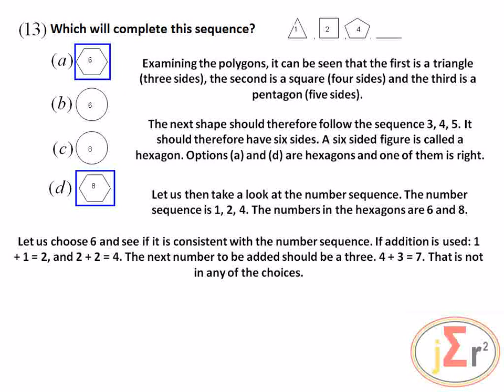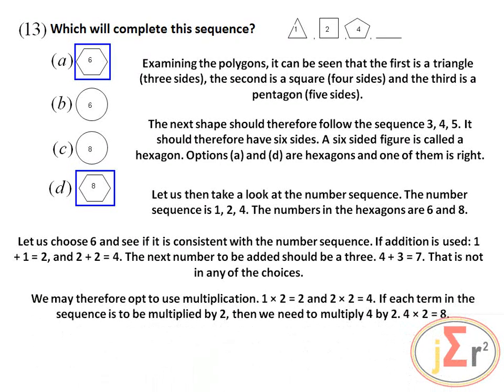Now, let us use addition. Say we are going to be adding: 1 plus 1 equals 2. Then 2 plus 2 is equal to 4. So we are adding 1, then we add 2, then we add 3. The next number to be added should be a 3. So 4 plus 3 is equal to 7. This is not in any of the choices. So we know that we cannot arrive at the answer by just increasing the number that we are adding each time. So we have to throw that one out.